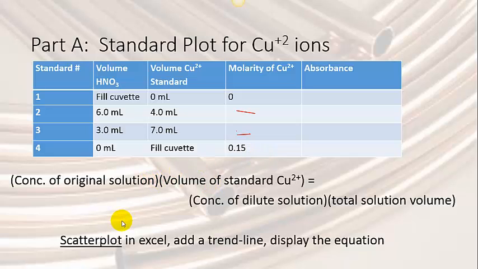So scatter plot in Excel, you will add a trend line to it. It'll give you that linear relationship. If it's not linear, then go back and recalculate those concentrations. And then ask Excel to display the equation. So the equation should be in y equals mx plus b format, and the b should be close to 0.